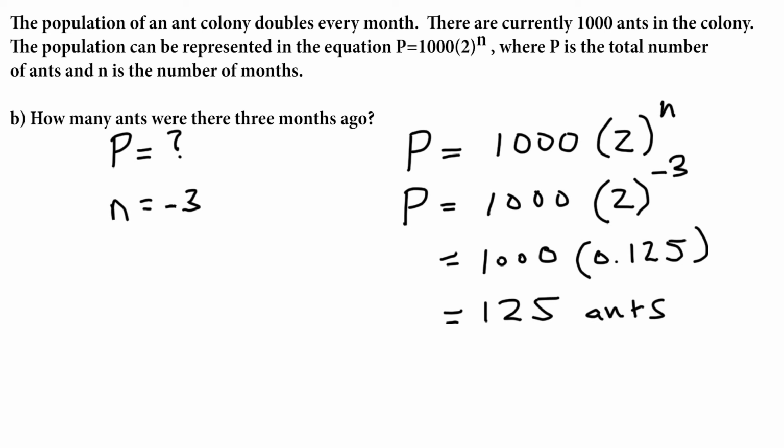Doesn't seem like a lot, but it makes sense because if it happened 3 months ago, that means to get to 1,000, it has to double 3 times. So 125 doubled will give me 250. 250 doubled again will give me 500. 500 doubled again will give me 1,000. So I know that makes sense. So just a little example, just as a refresher, how to use powers and exponents in word problems.